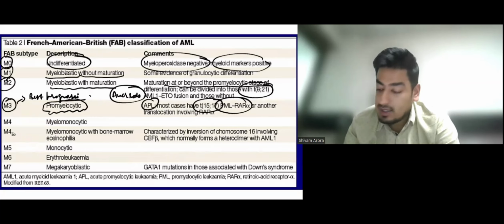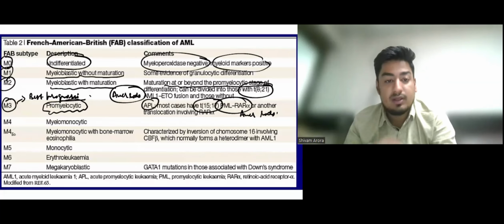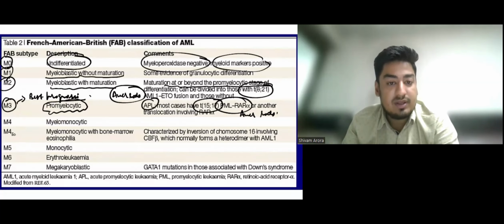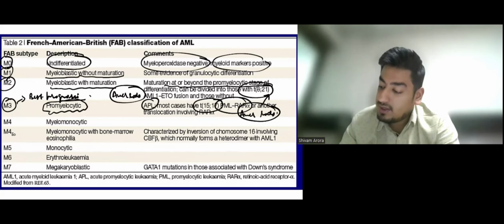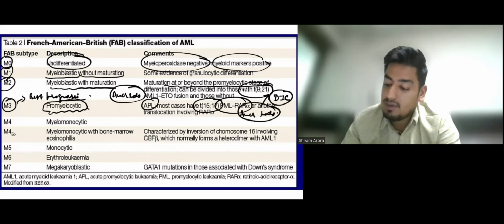ये translocation is seen here, और यहाँ पे Auer rods सबसे maximum होते हैं. Okay, so maximum Auer rods are seen here. That's why since Auer rods are maximum here, Auer rods are granules of neutrophils. That's why DIC के सबसे ज़्यादा चांस भी यहीं पर होते हैं M3 में.